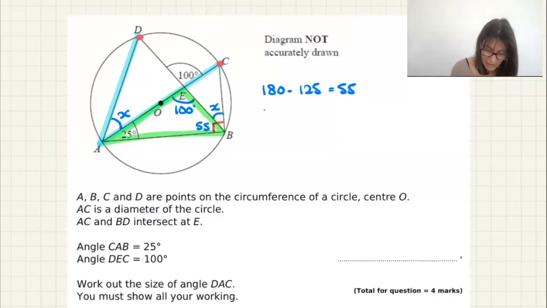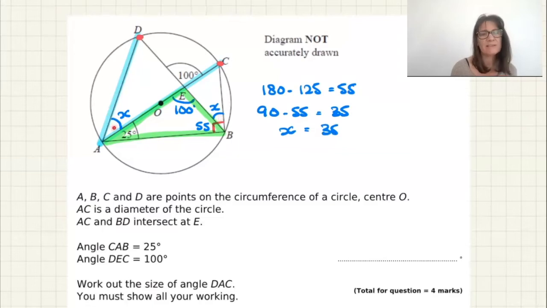So now I can do 90, take away 55. That's going to give me 35, which is X. X is 35. If that angle there is 35, that angle there is 35. And that was the one they wanted us to find.